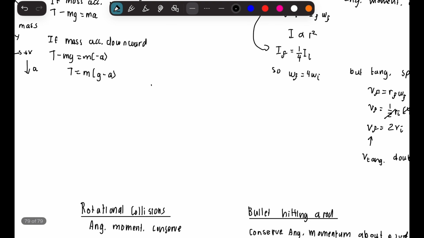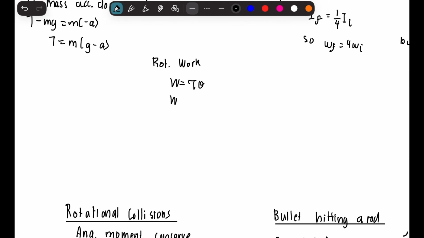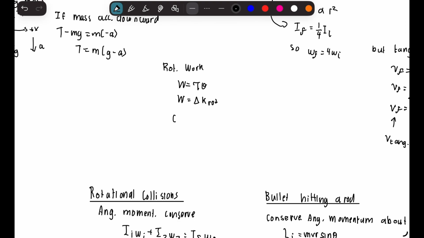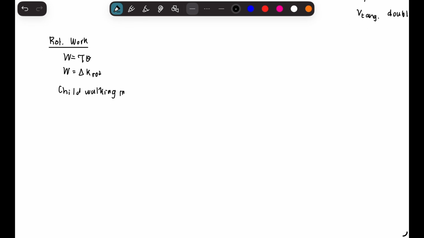You also have rotational work. Work is equal to torque times theta, which is the same thing as work is equal to the change in K rotational. Like when you have a child walking in, you also have rotational work, which is work is equal to torque times angle theta. Work is also equal to the change in the rotational kinetic energy. For example, when you have a child that is walking in, or when you have rotational acceleration.